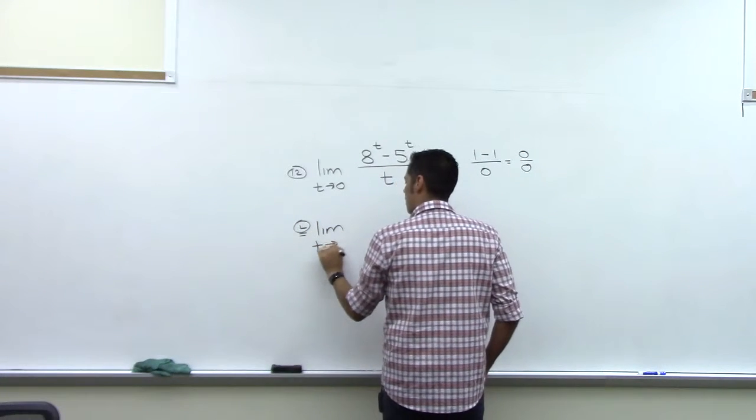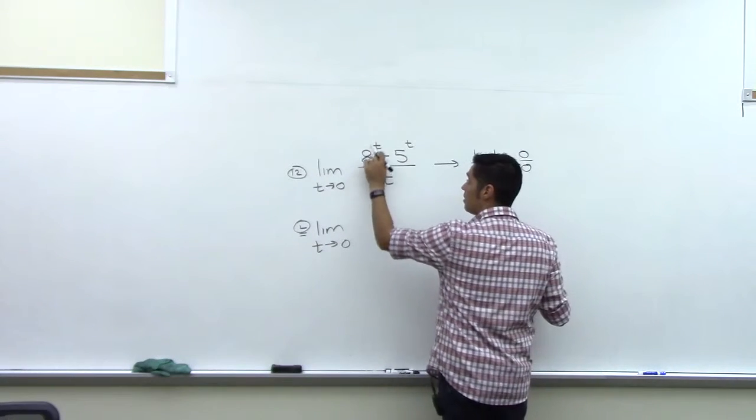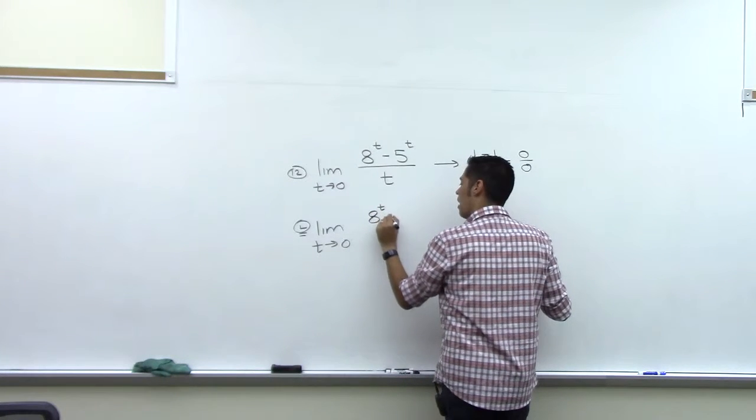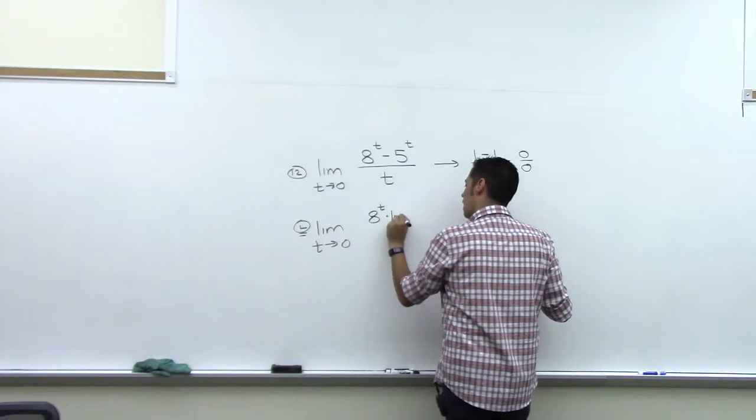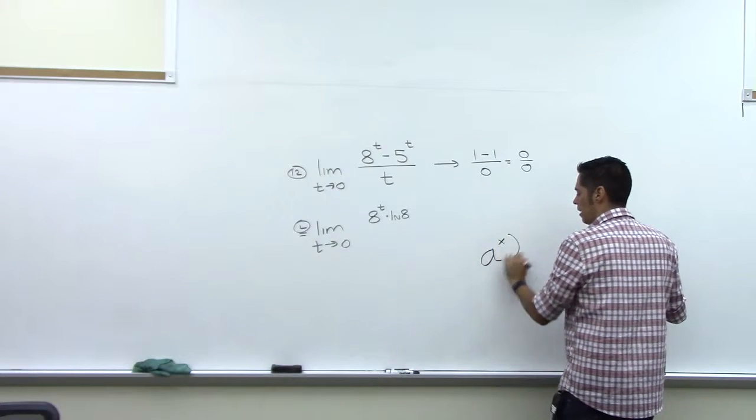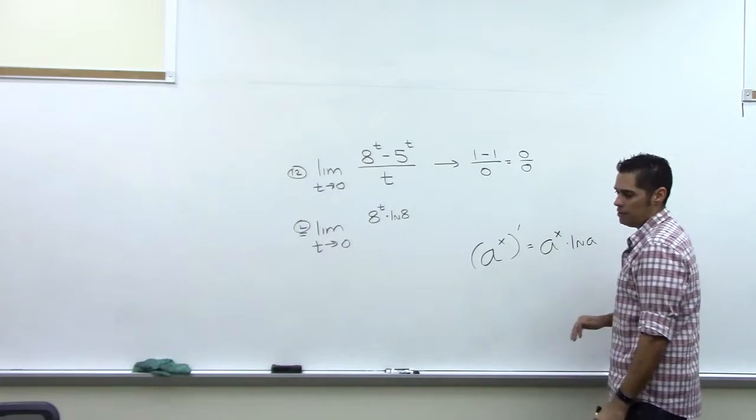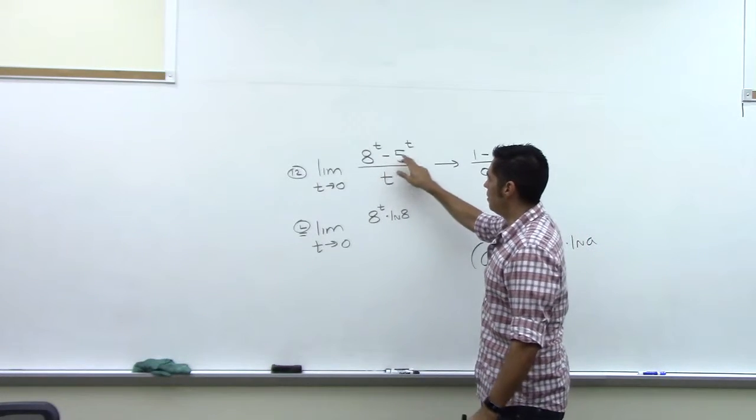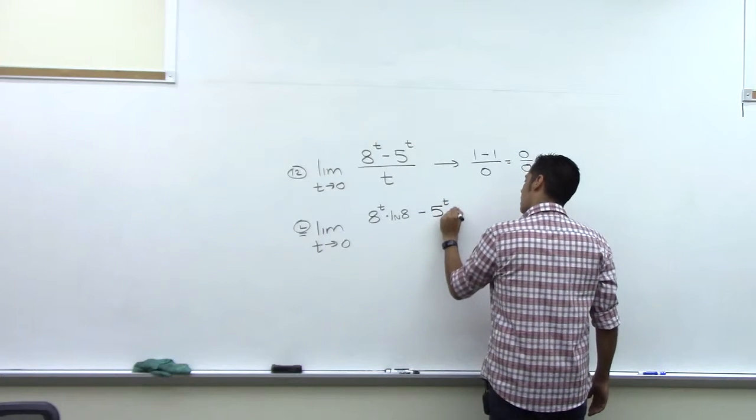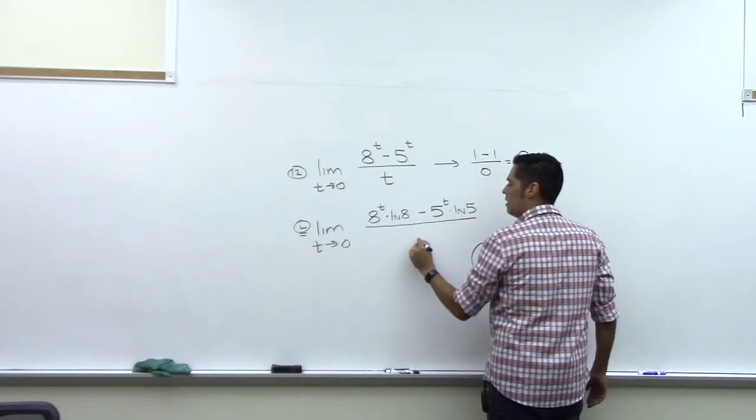Limit as t goes to 0. And let me be careful with these derivatives. The derivative of 8 raised to the t, that's an exponential function, is itself, and remember this from class, times natural log 8. This is the one where we had a raised to the x. The derivative was itself times natural log a. So that's what I'm using there. Then I have minus, this is another exponential function, so the derivative of that is going to be 5 to the t times natural log 5. All of this over the derivative of t, which is just 1.